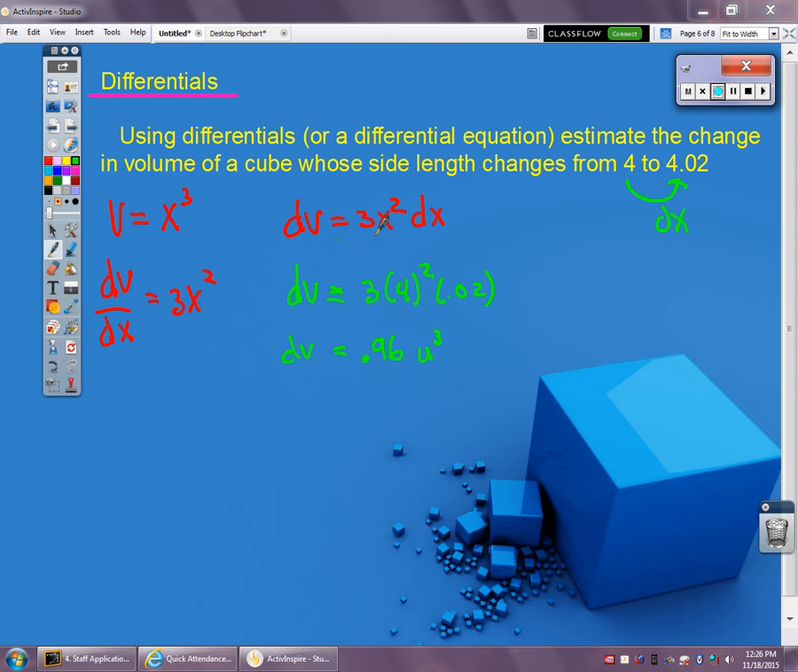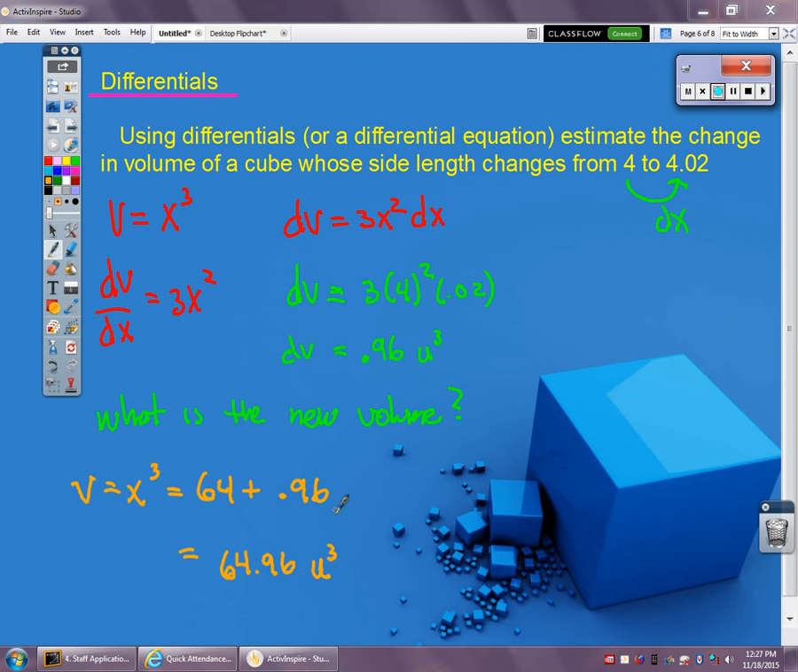Now my question is, so what's my new volume? The volume came from the formula x cubed, which I already knew was 64. 4 times 4 times 4, because x, my original length, was 4. And then I'm going to add to that the change in volume. The change in volume is 0.96. Add these two up, and I have a new volume of 64.96 units cubed.